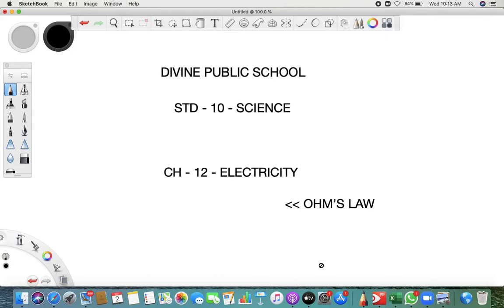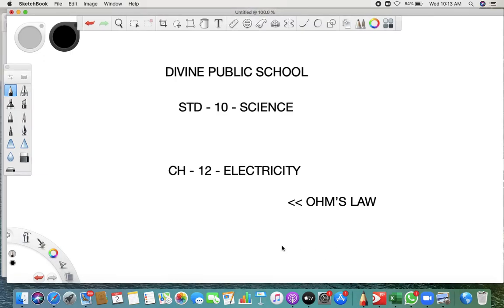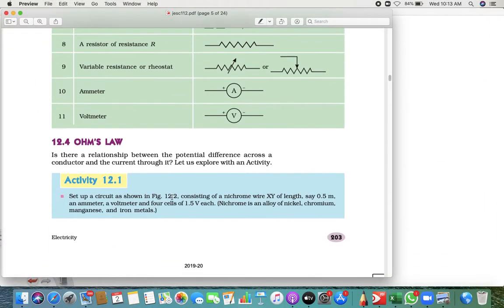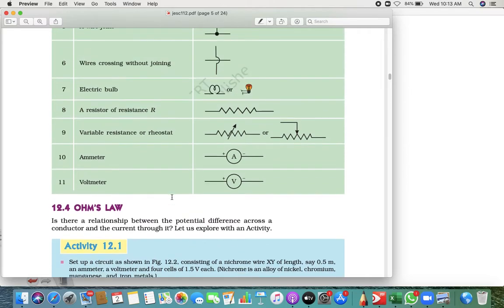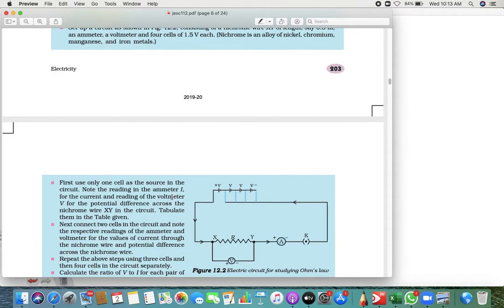In public school, I am your science teacher. We are learning chapter 12, electricity. Last time we saw Ohm's law, right? Related to that, we are going to continue more on it. Let's see. There is an experiment given to us.